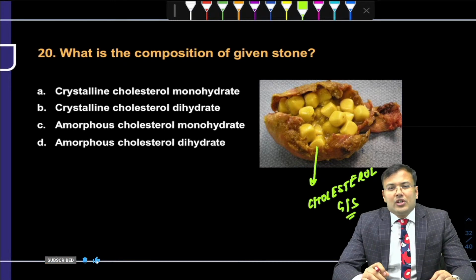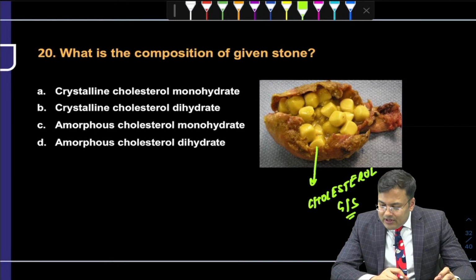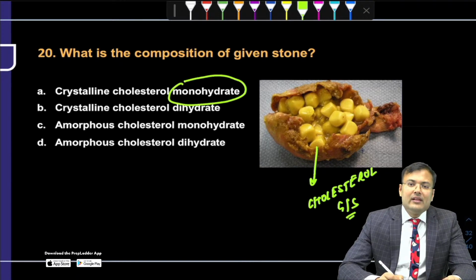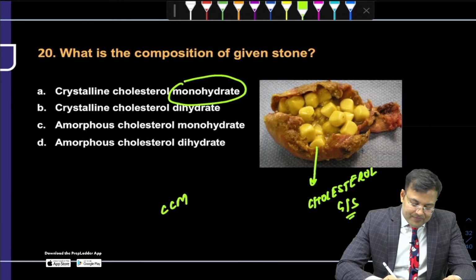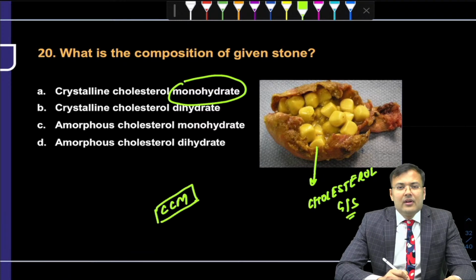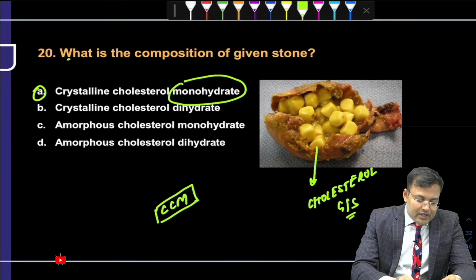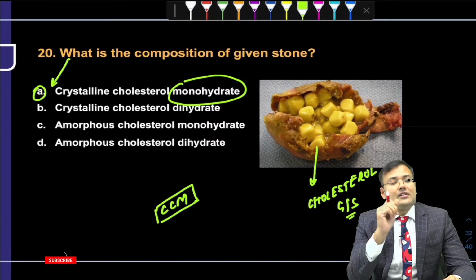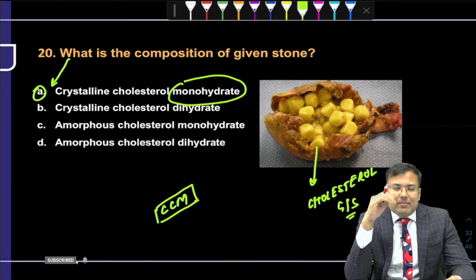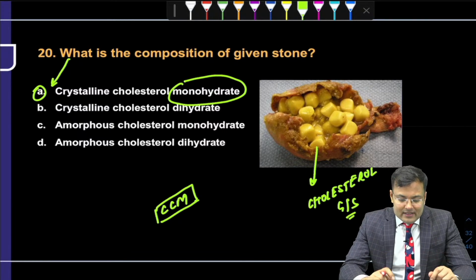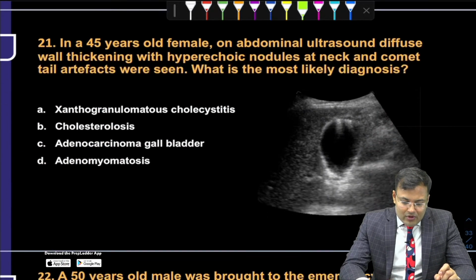What is the composition of cholesterol gallstone? Some of you are marking the correct answer. It is crystalline cholesterol monohydrate. It is CCM. Clear? Crystalline cholesterol monohydrate, that is the composition. This question was asked for the first time in NEET PG. This was not asked before. You have to remember crystalline cholesterol monohydrate.